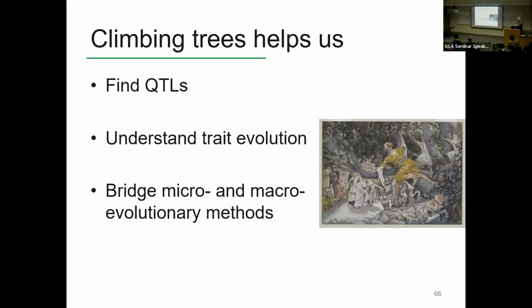Okay, so I think I'm right at time, basically. So I'll just say, I hope I've convinced you that these tree representations do have useful applications, including finding QTLs, understanding trait evolution, and bridging ways that evolutionary biologists have thought about traits for a long time.